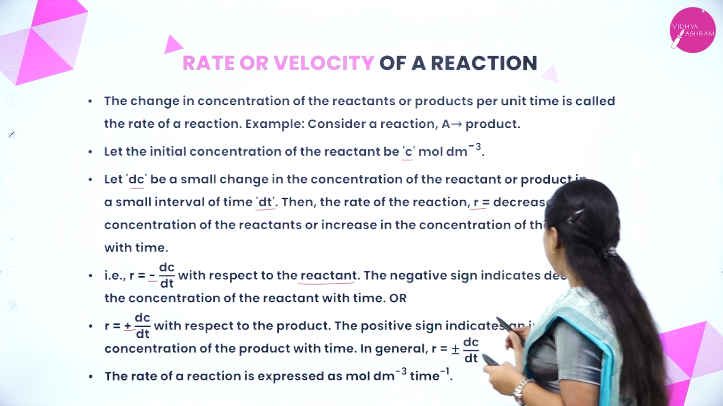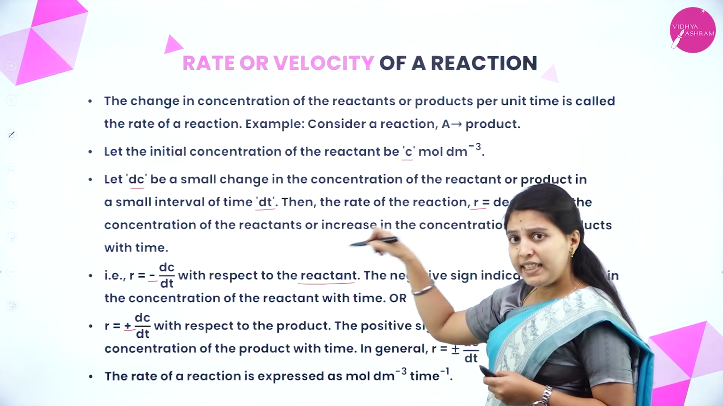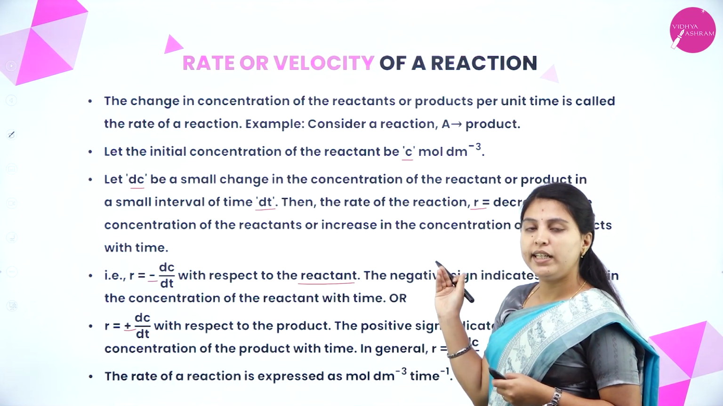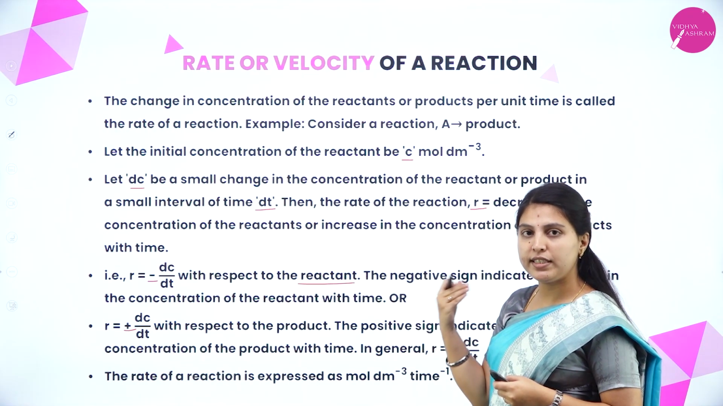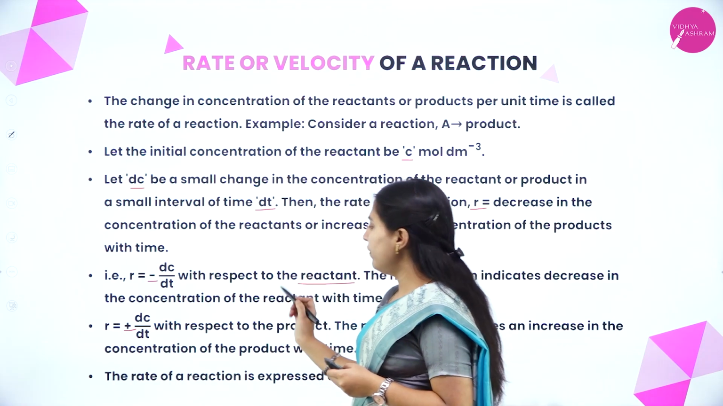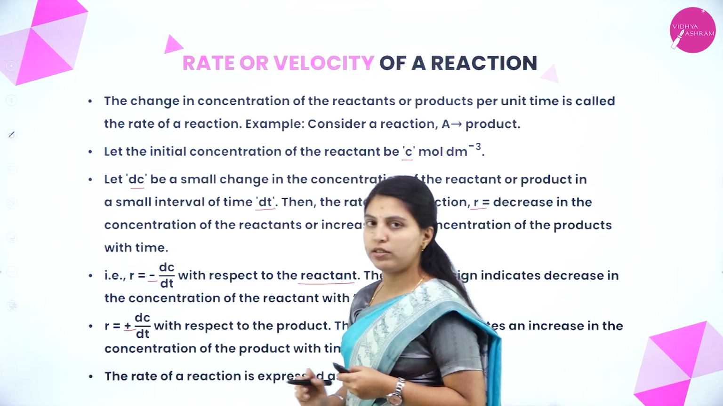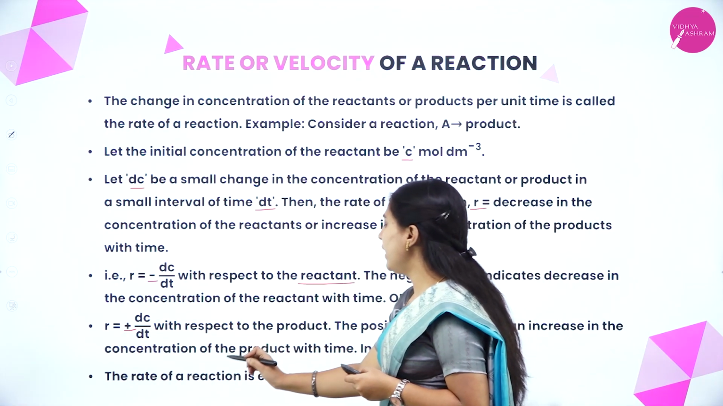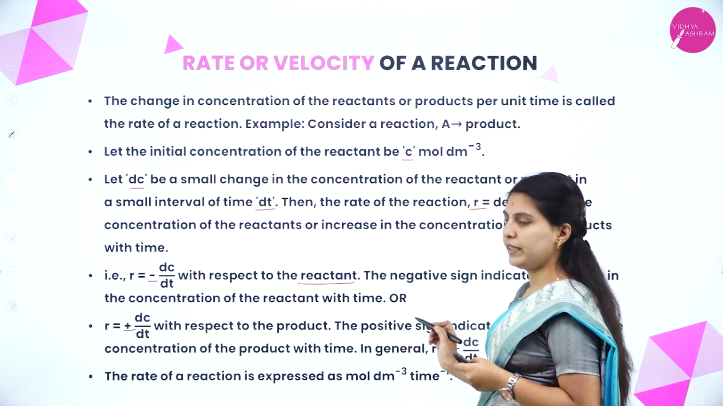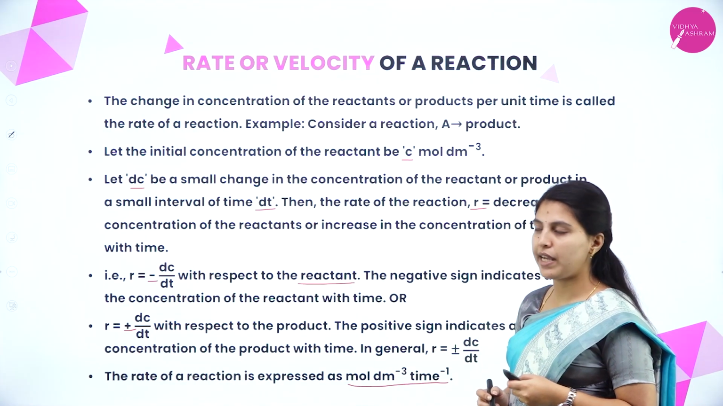See here, the positive sign indicates an increase in the concentration of the product with time. As I told, either on the reactant side the concentration will decrease, or on the product side the concentration will increase. If it is decreasing on the reactant side, the sign will be negative. If the concentration on the product side is going to increase, the rate of reaction will have a positive sign. The rate of reaction is expressed as mole per dm cube per time. This is the expression which we will use for the rate of reaction.